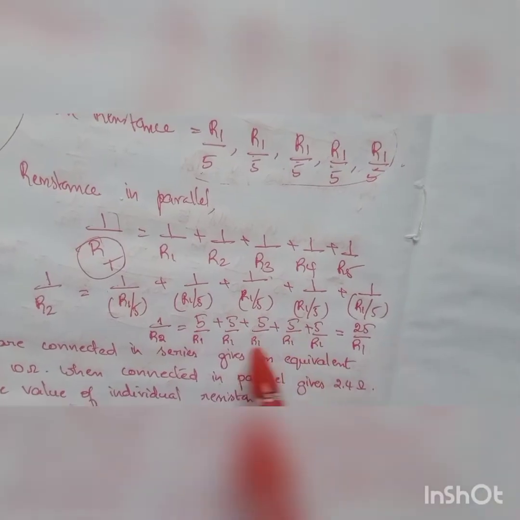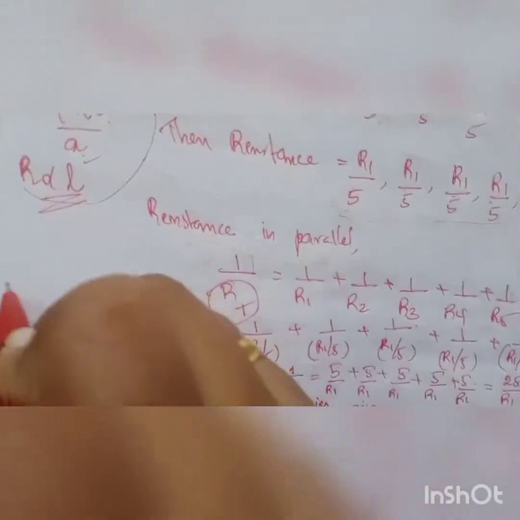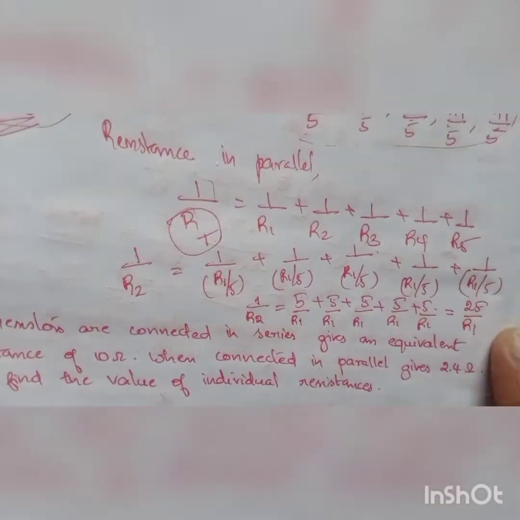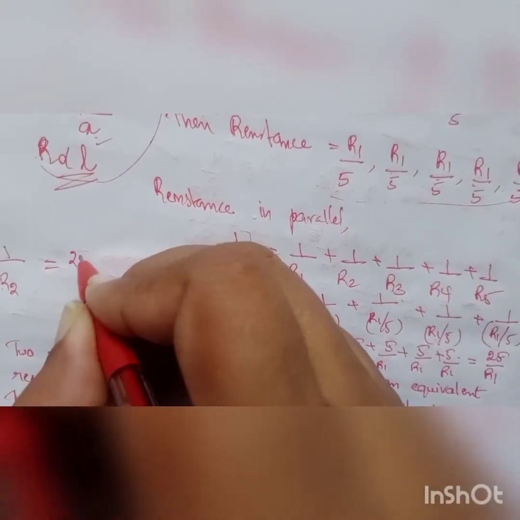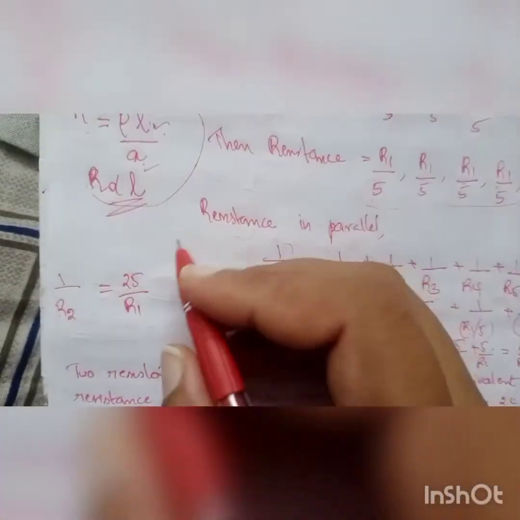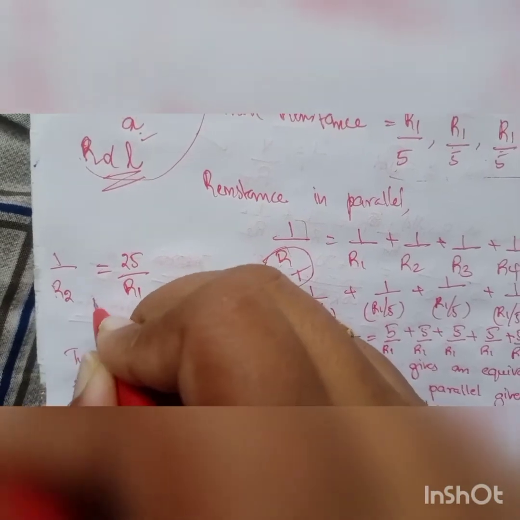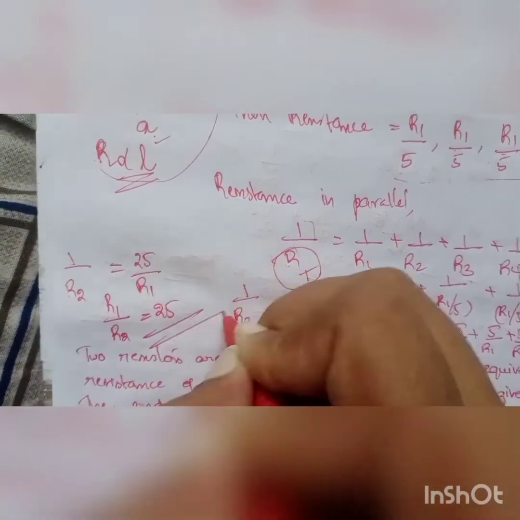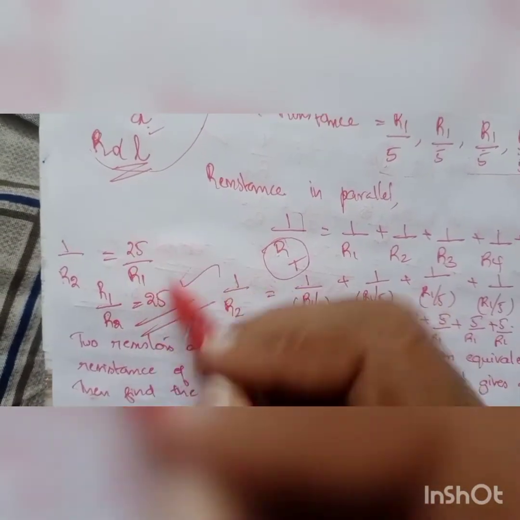This 5 by R1, how are you getting it? When you are taking the LCM, this comes to 5 plus 5 plus 5 plus 5 plus 5, 25 by the common denominator R1. So I'll write the balance here. We got 1 by R2 is equal to 25 by R1. What you need to find out is the ratio of R1 by R2. So R1 by R2 will be equal to 25.